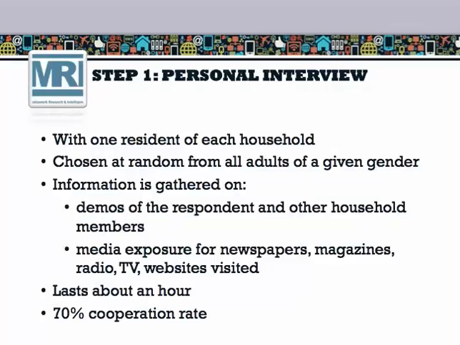They conduct personal interviews with one resident from each household, and the person who is going to respond to the survey is chosen at random from all adults of a given gender and given age within the household. This is to keep the sample a probability sample, which means that it has to be randomly selected, not a convenience sample. All the people who are chosen have to have the same probability of being in the sample as anybody else.